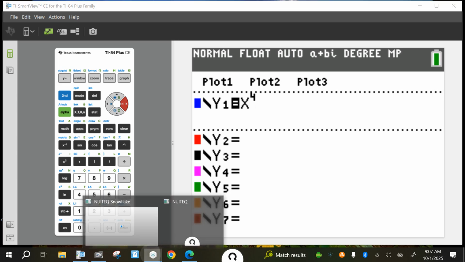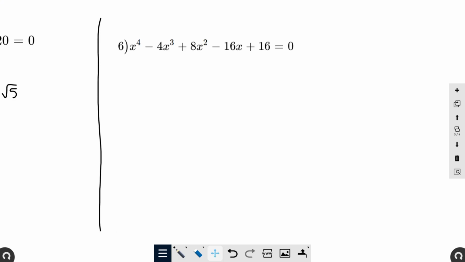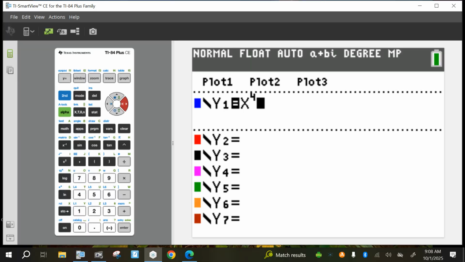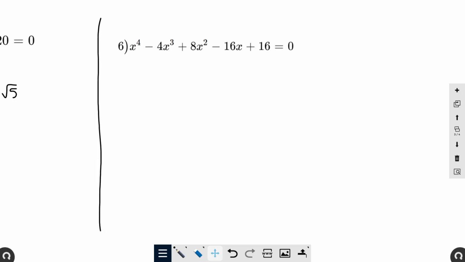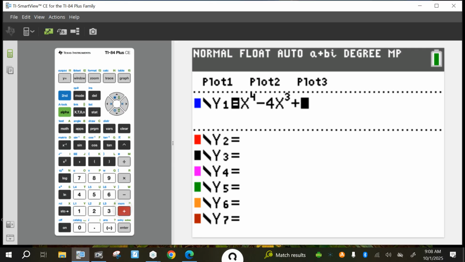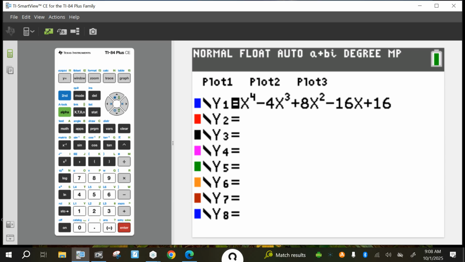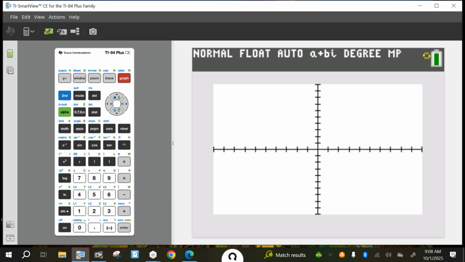16 minus 4x to the 3rd plus 8x squared. Now, did you expect that graph? No.